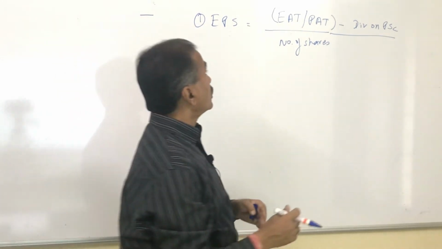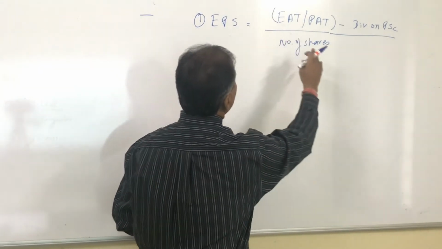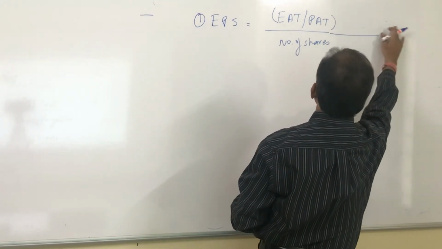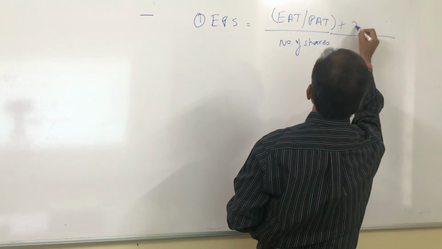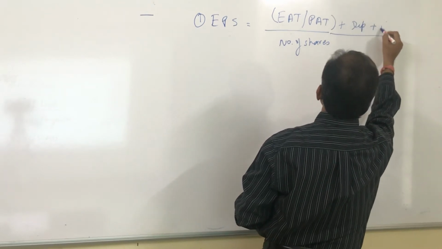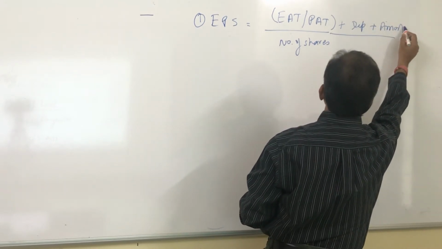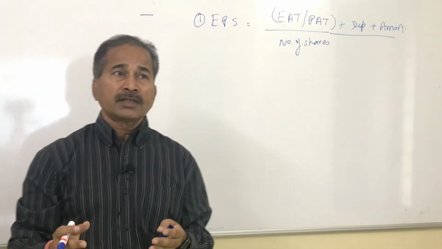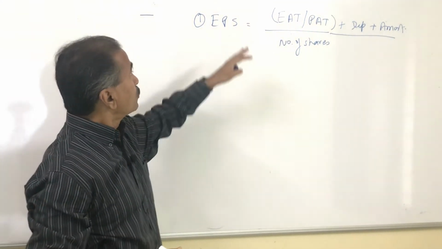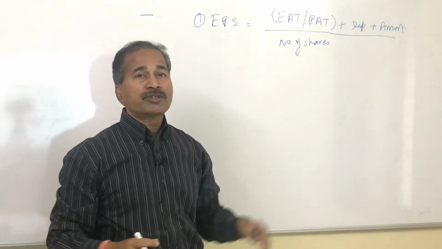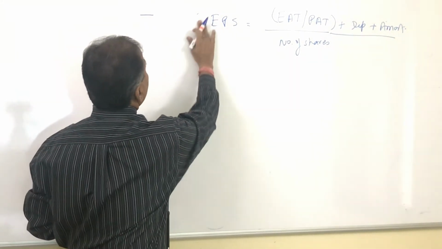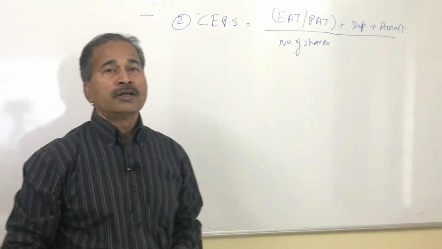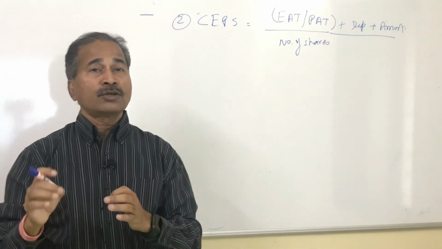You will do so by adding to the figure of profit after tax two more items: number 1 is depreciation and number 2 is amortization, if there is any in your business. So when you add these three figures, it will become your cash profit. When you divide the cash profit by the number of shares, you will get the second KPI, and that is your cash earning per share. And this is how you will calculate.